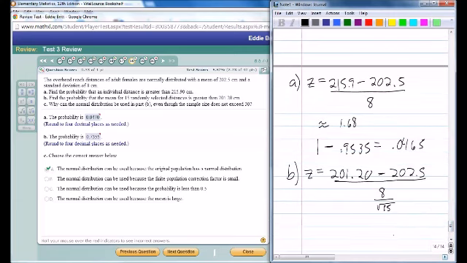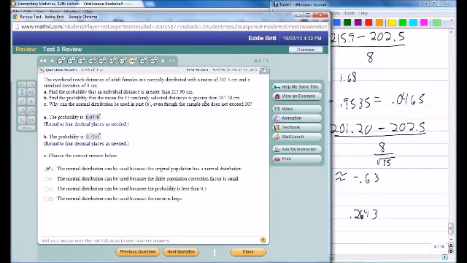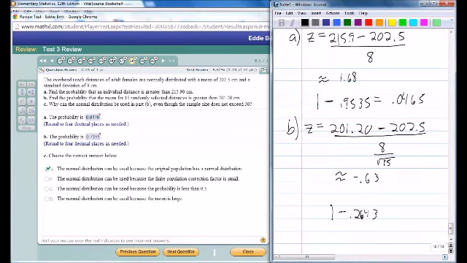Now, when you work out all of that, you're going to get about a z-score of negative 0.63. If you look that up in your z-score chart, that's going to give you 0.2643, but that's not the answer. Why not? Remember, the greater than was in this problem. So since it said greater than, that tells me I need to say 1 minus that. And I got 0.7357. And that's my answer.